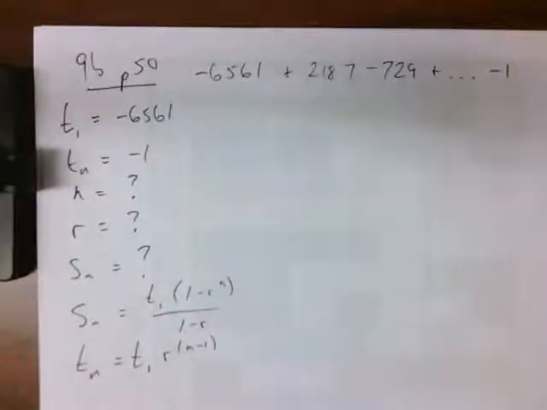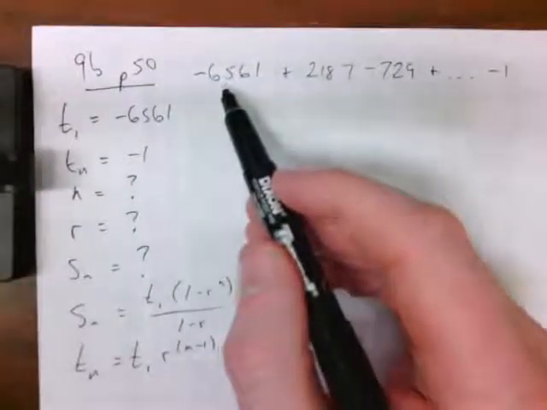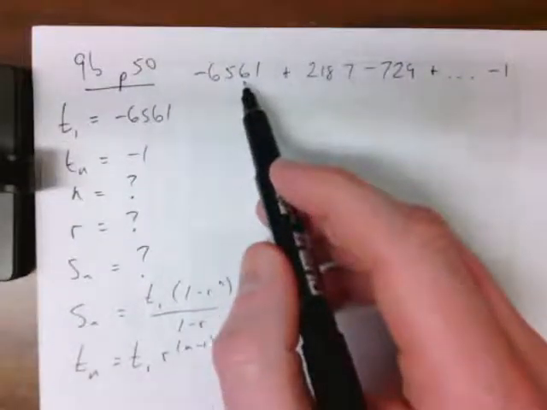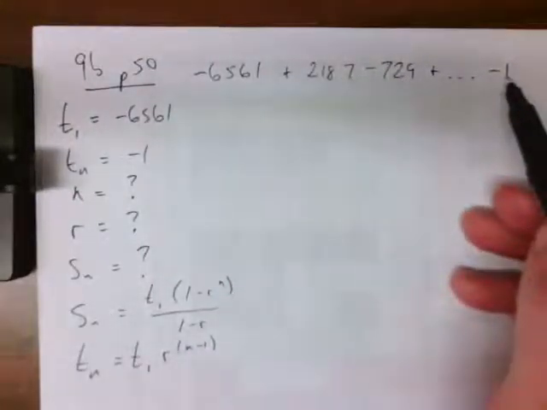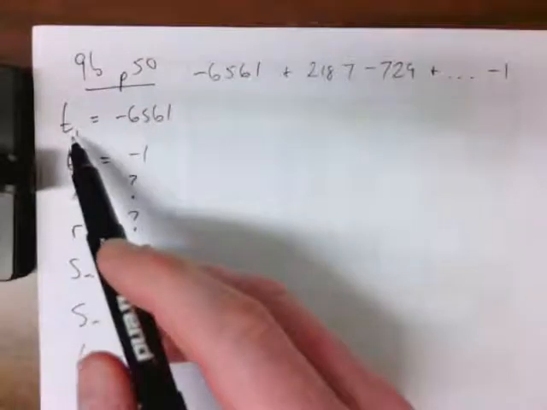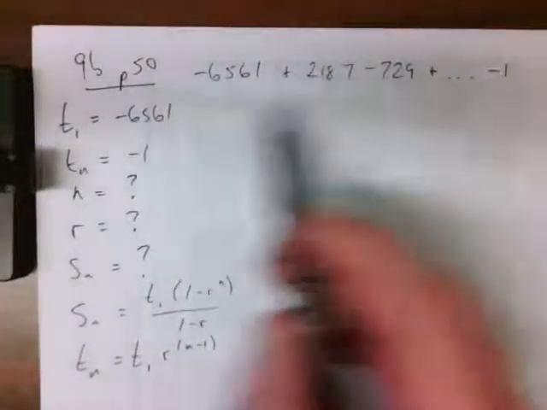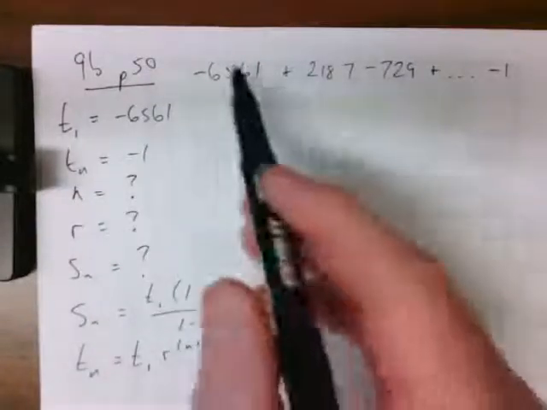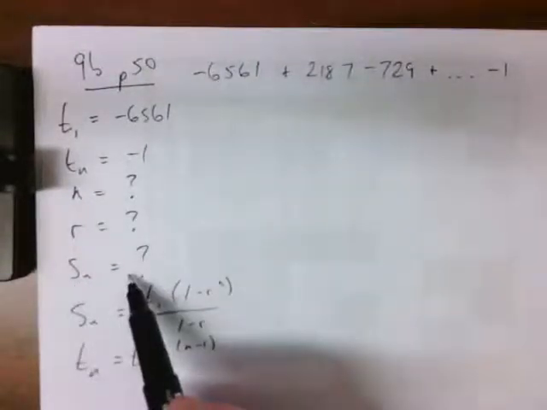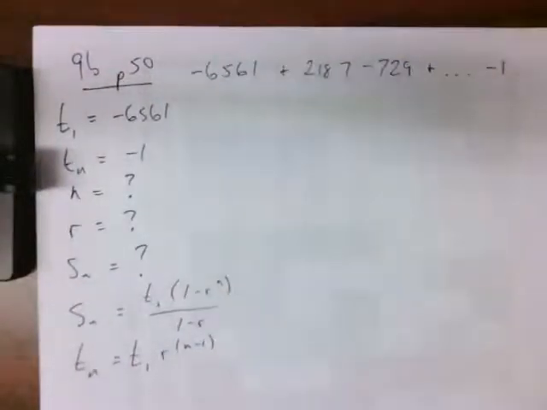Okay, our first question, set it up here, 9b, page 50. It gives us this geometric series, negative 6561 plus 2187, and so on. Final term is negative 1. So we know that T1 is negative 6561. We know that Tn is negative 1. We don't know how many terms there are, so we don't know what n is. We don't know what the ratio is, but we can figure that out. We'll also need to solve for Sn, and I brought these formulas here just so we have them ready.